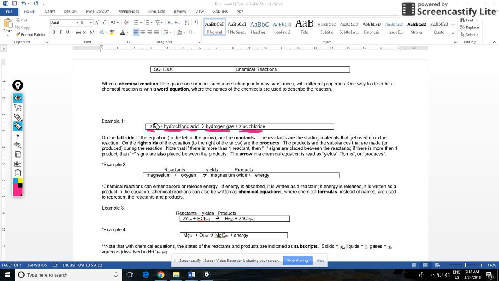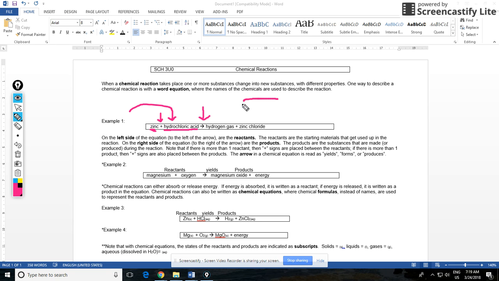A chemical reaction can be represented by something called a word equation, or you could also represent it by something called a chemical equation. In a word equation, you represent what's going on using the words of the chemicals involved. You'll notice there's an arrow here. On the left side of the arrow, we put our reactants, the ingredients, the things you start off with. So zinc reacting with hydrochloric acid. The plus means reacts with, and the arrow means to produce or yields.